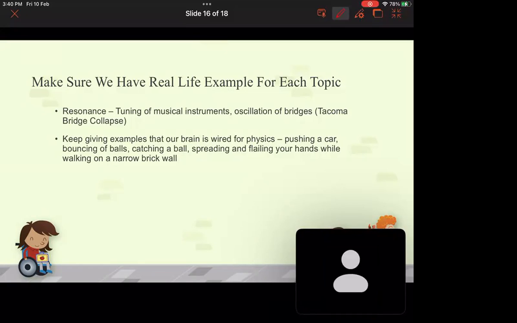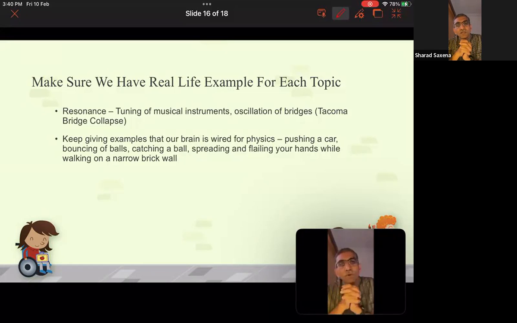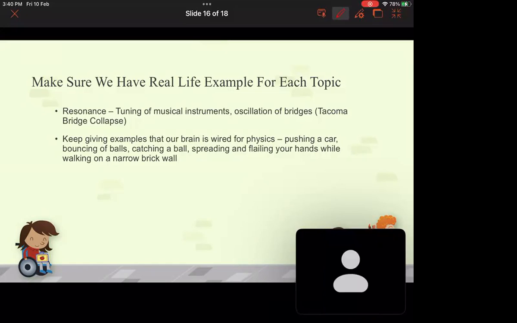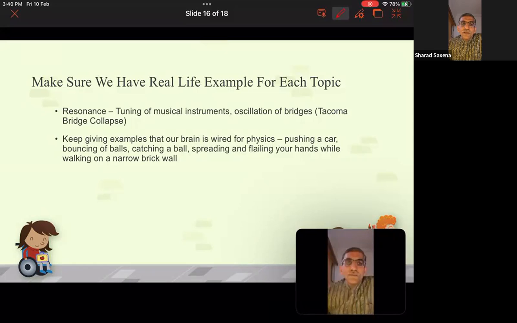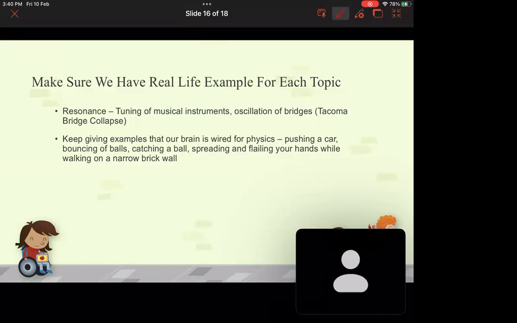Catching the ball, those who have played cricket would know that if we keep our hands steady, then the ball is likely to spill out. But if we recoil our hand, then the ball will remain with us. Everyone who has played cricket knows this. Exactly. And nobody taught us. Can I add one more thing, Sharad?